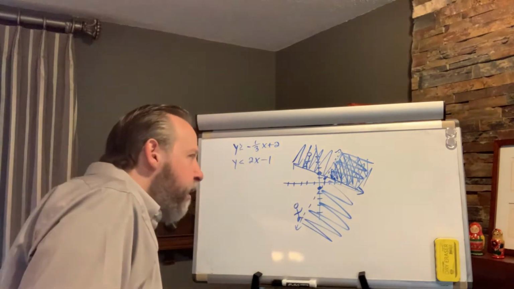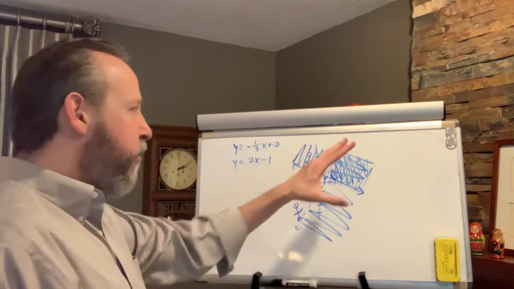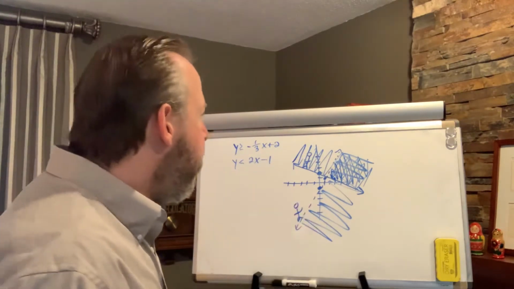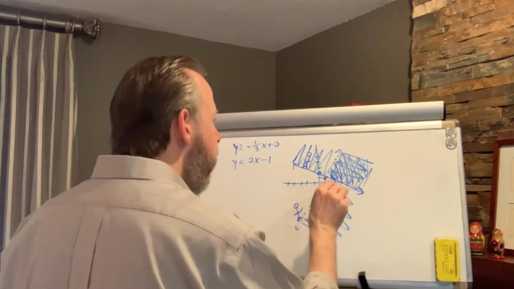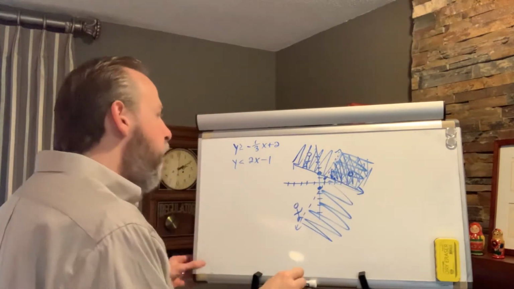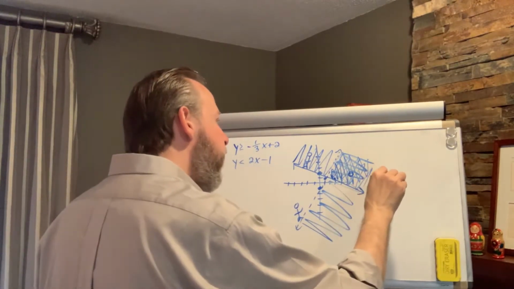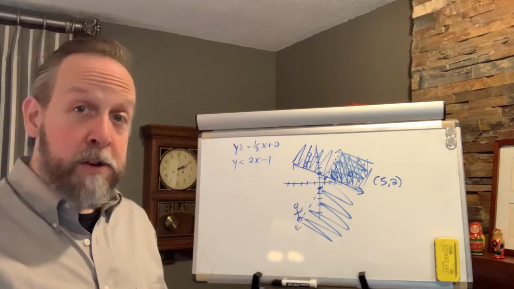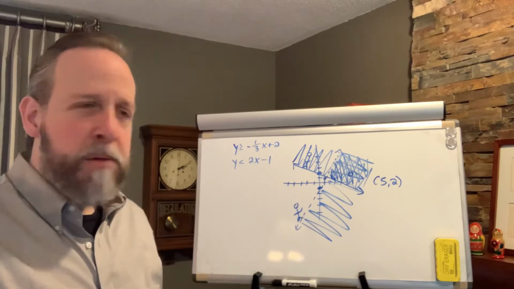Well, let's take a coordinate we think is in that shaded region and test it. It looks like the coordinate 5, 2 is inside the shaded area. So I'm going to test the coordinate 5, 2. Of course, there was an infinite supply of coordinates we could test. I just chose that one.